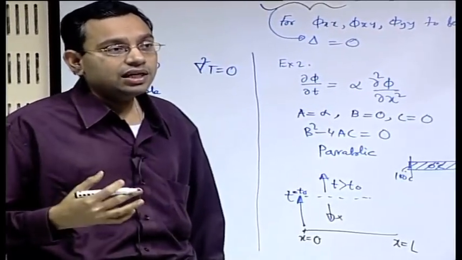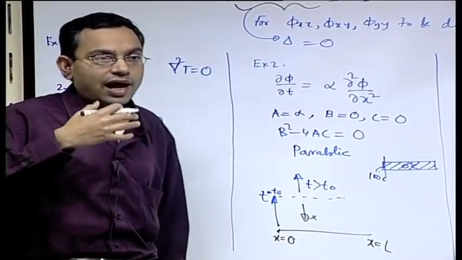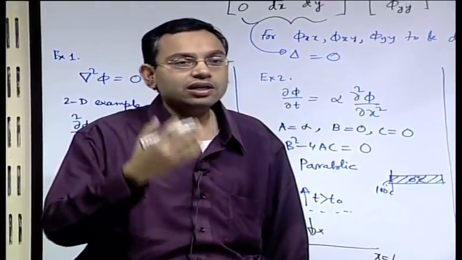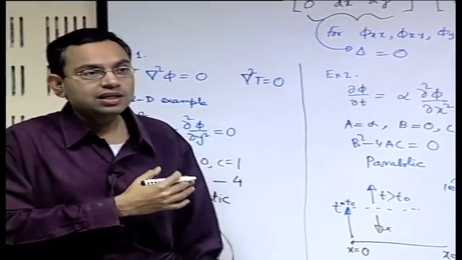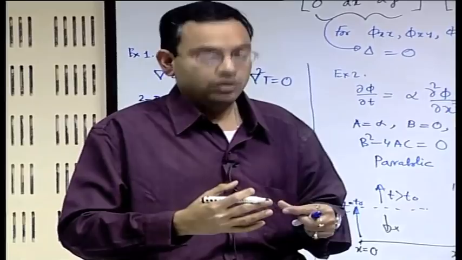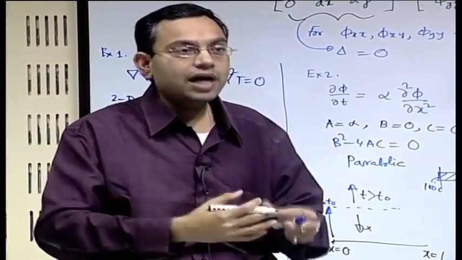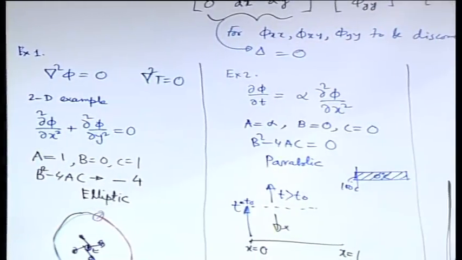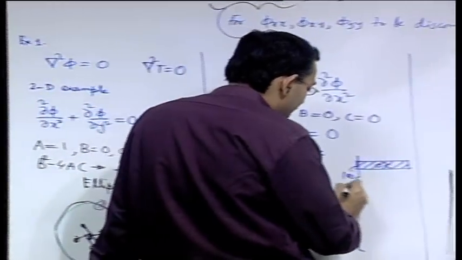How can we understand it? We can simply say that whatever is happening now can only influence what will happen in the future, but it cannot influence what has already happened in the past. Whatever has happened in the past cannot be changed or influenced by what we are doing now, but we can always influence something which will happen in the future by what we are doing now. So that is how time is always a forward marching type of coordinate. These types of problems we call time marching problems.